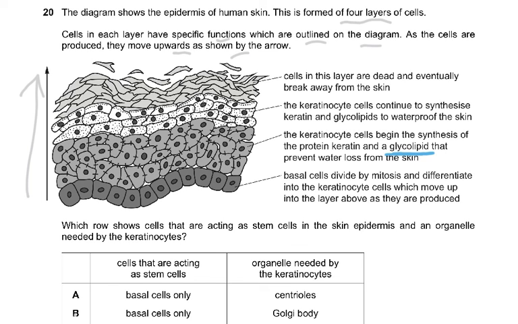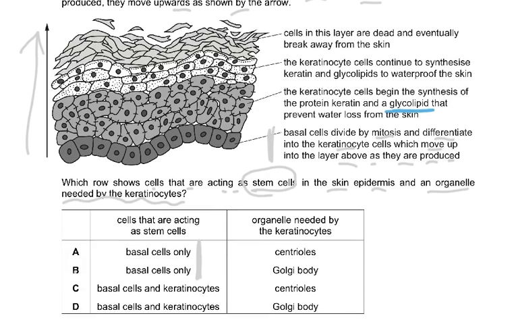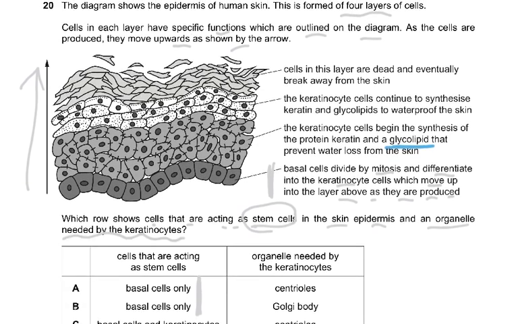Basal cells divide by mitosis and differentiate into the keratinocyte cells, which move up into the layer above as they are produced. Which row shows cells that are acting as stem cells in the skin epidermis and an organelle needed by the keratinocytes? The cells acting as stem cells can only be the basal cells. I would have read this first part and figured out that it was only going to be the basal cells. So the other two options are wrong.